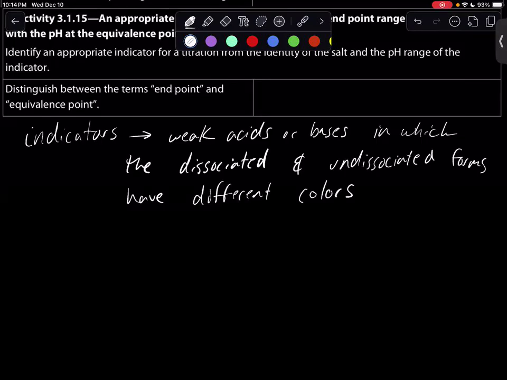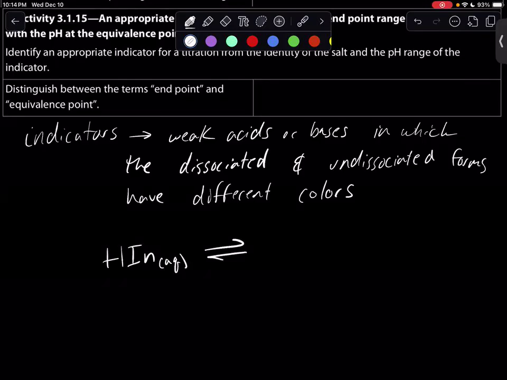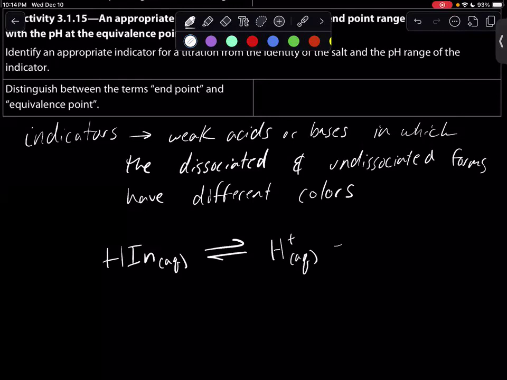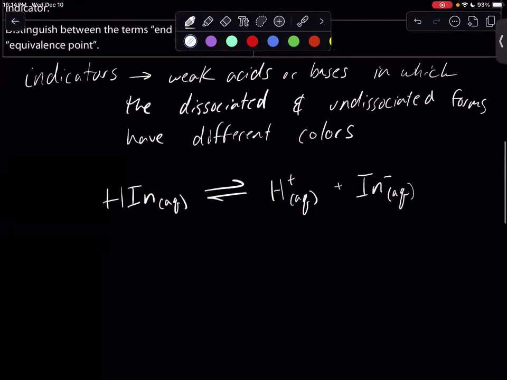So basically, if we were to look at this as a chemical equation, we have H indicator, H representing that this is acidic and in aqueous solution, reacts and or dissociates in solution to form H plus ions, aqueous, and the remaining indicator conjugate base. So it's a weak acid and a weak conjugate base in solution. So these exist, as we see from the double arrow, in equilibrium.